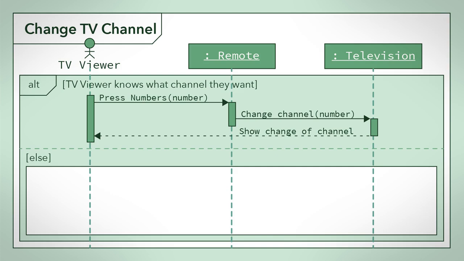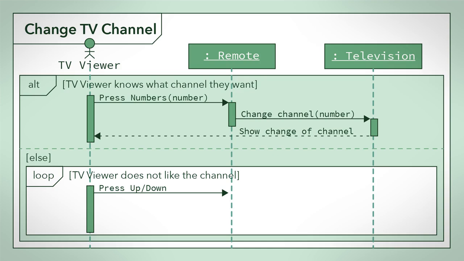However, this sequence contains a loop. I will denote that by adding and labeling a box loop in the top right corner. Right under the label, I put the conditional statement for the loop. If that statement is true, it will go through the loop. The loop sequence should continually occur if the TV viewer does not like the channel they are watching, so I will add that condition to this loop box.